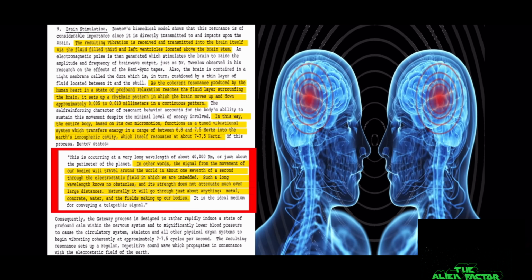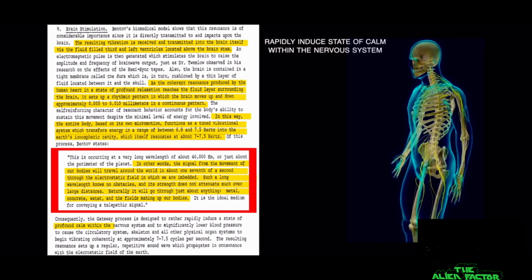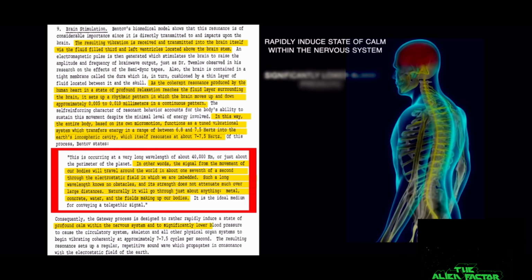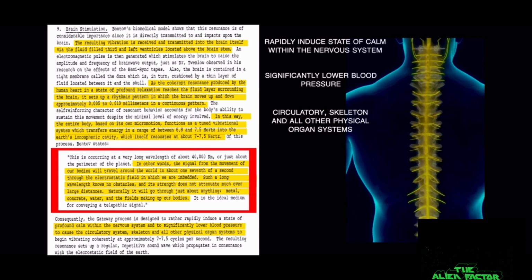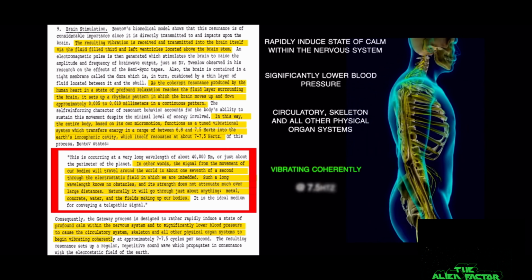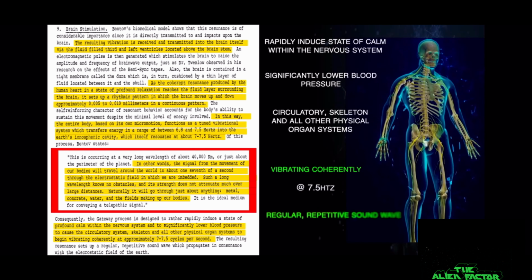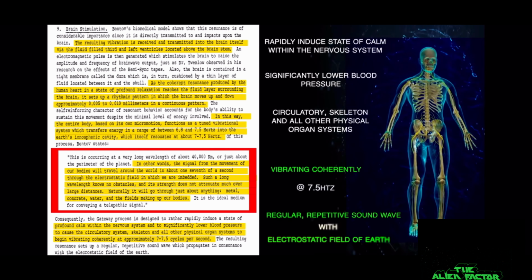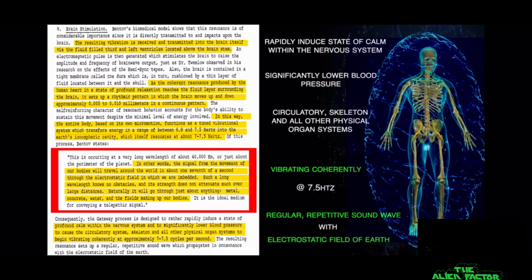Consequently, the Gateway process is designed to rather rapidly induce a state of profound calm within the nervous system and to significantly lower blood pressure, to cause the circulatory system, skeleton, and all other physical organ systems to begin vibrating coherently at approximately 7.5 cycles per second. The resulting resonance sets up a regular, repetitive sound wave which propagates in consonance with the electrostatic field of the Earth.